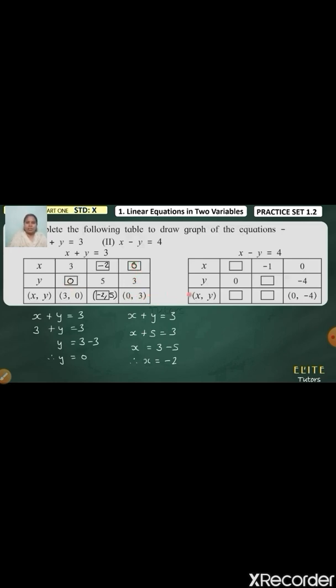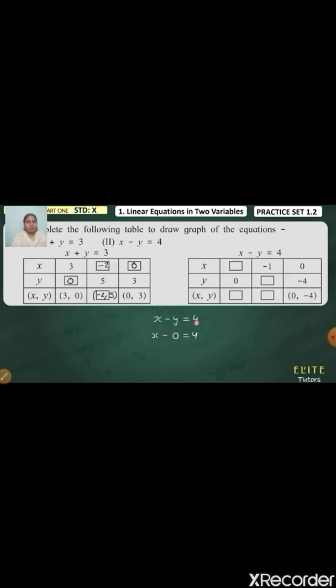Hence the first table is completed. Let us come to the second table. The equation given is x minus y is equal to 4. Now what you need to do here is identical to what you did in the first sum. The value of y is given as 0. Substitute it and get the corresponding value of x.